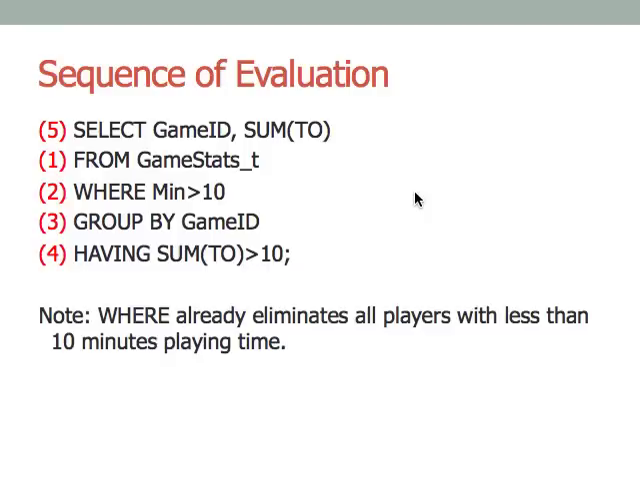So the order of execution: from, where, group by, having, and finally we go back to the select statement to output the result of the query. So all the processing is happening in line 1, in step 1, 2, 3, 4, and then going back to step 5 to output the results.